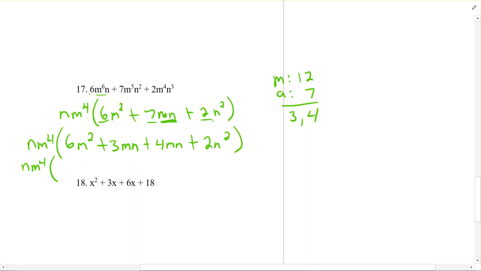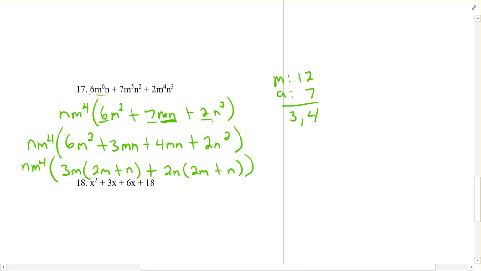I'm going to factor out what I can out of these first two. So that's going to be, I can take a 3 out of there. So 3, and I can take out an m. So 3m. And I'm left with in there 2m plus n. Now the next one, it's going to be plus, I can factor out a 2 and an n. And what I have left in there is going to be 2m plus n.